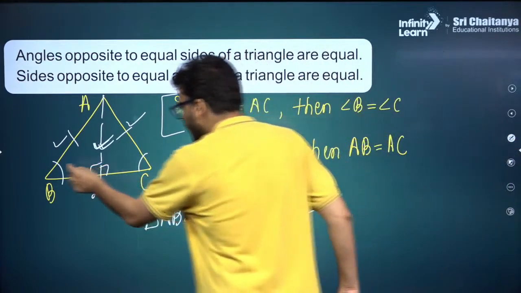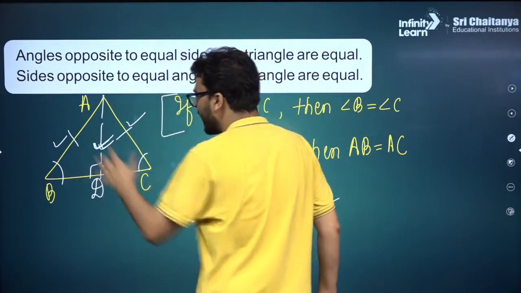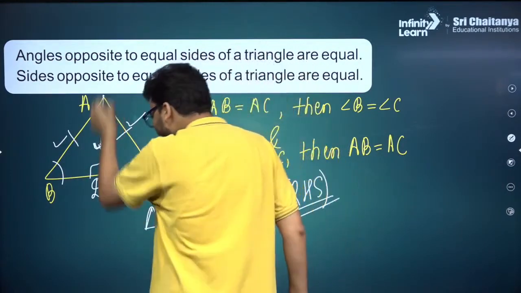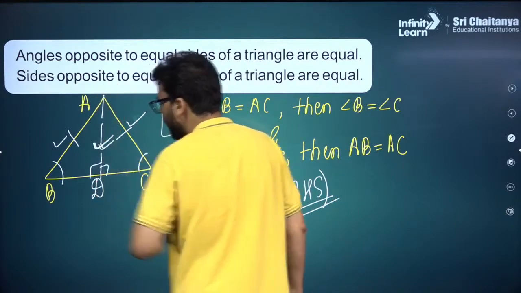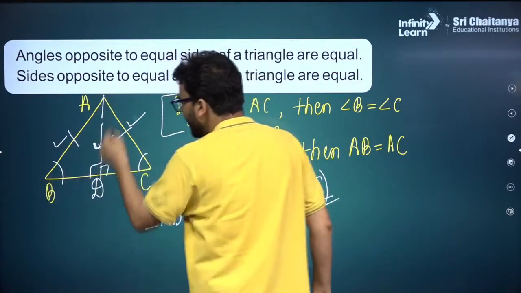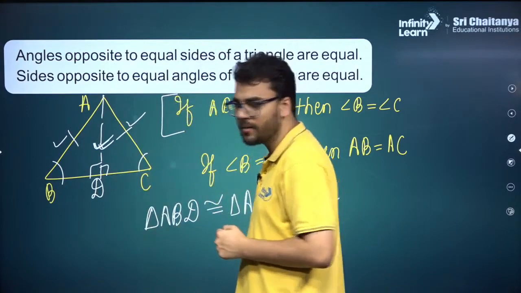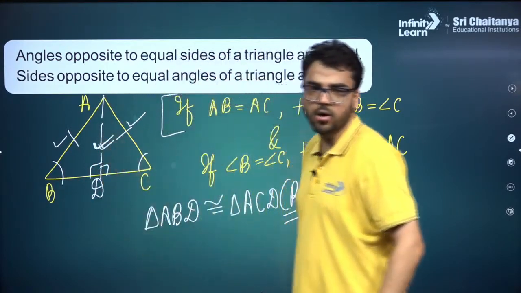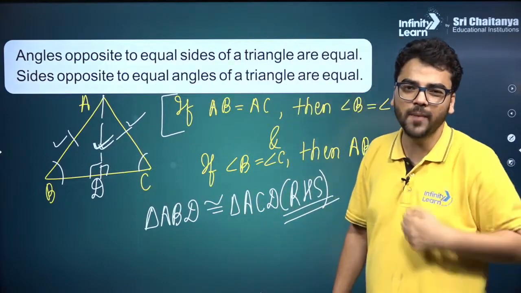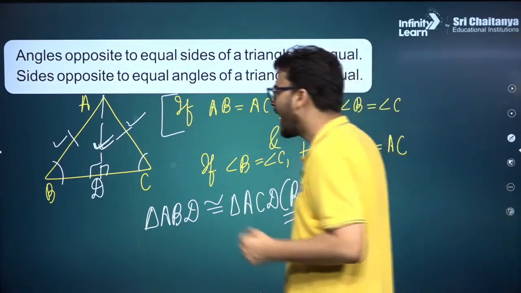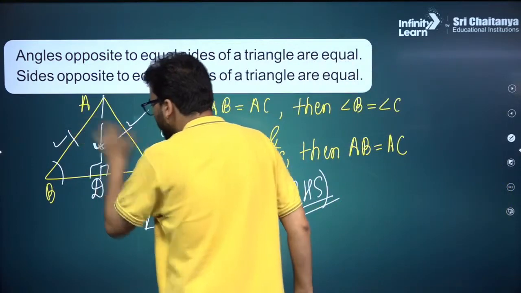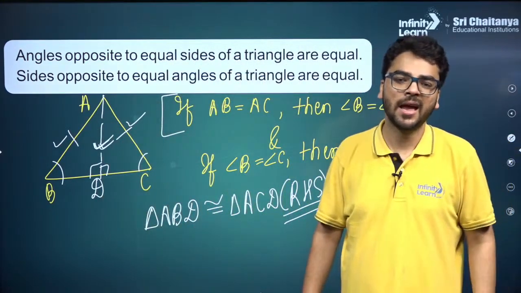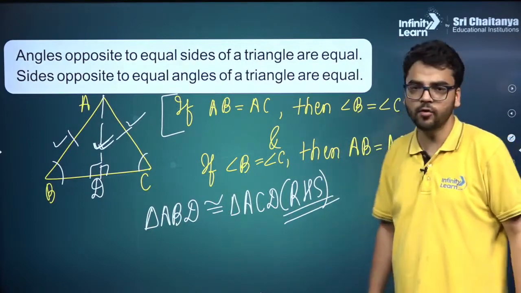Suppose it is already given that angle B is equal to angle C, you have to prove AB is equal to AC. The same construction will be used, you have to drop a perpendicular, but now ABD and ACD will be congruent by AAS congruency criterion. Then you can say that AB is equal to AC because they are corresponding parts of congruent triangles. I hope this is clear to every student over here.